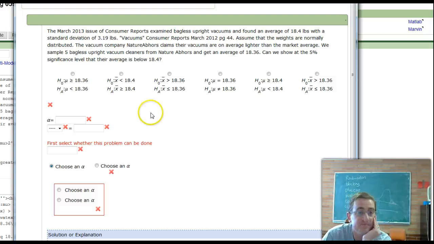Alright, let's read the question. Can we show at the 5% significance level their average is below 18.4? X bar, I know that's wrong. It's one of these three. 18.4 is what we're testing against. It's got to be this guy, is that right? Average below 18.4. I'm going to go with that. Now, you can submit one little tiny piece. Oh, good, I got a green check mark.